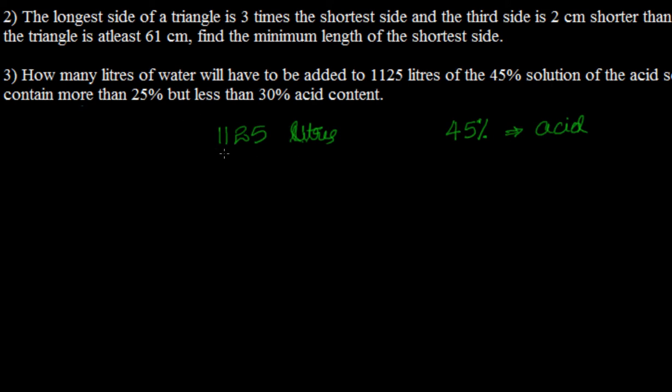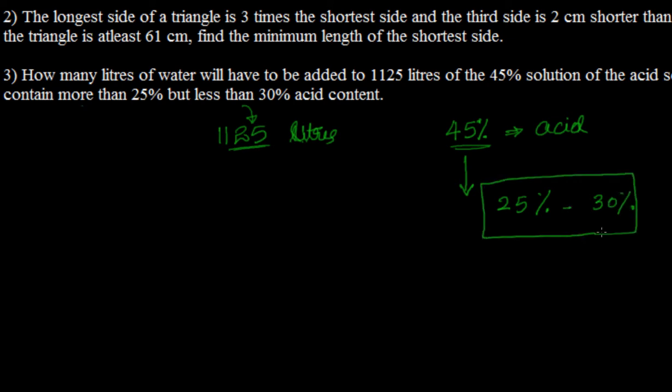Now we have been given 1125 liters of solution. Out of that, 45% is the acid. Acid is 45% of the 45% solution of the acid. We want to add only water. We want to add water so that this 45% stays in the range 25% to 30%. So what should I tell now? I should tell how much water should be added.